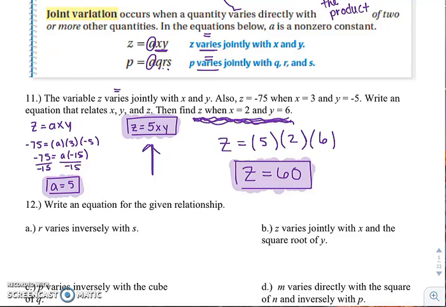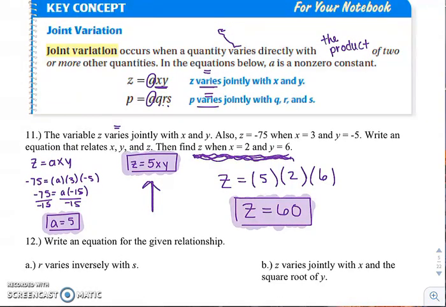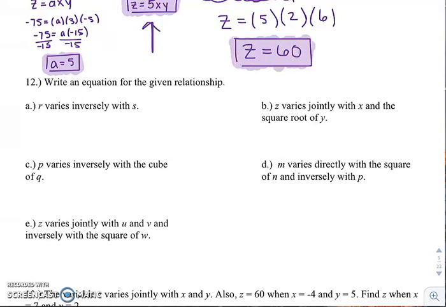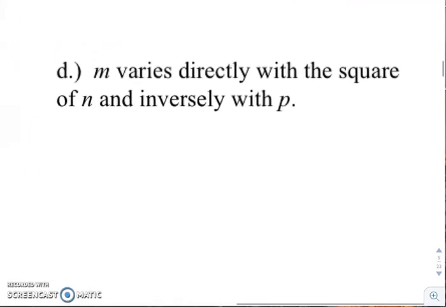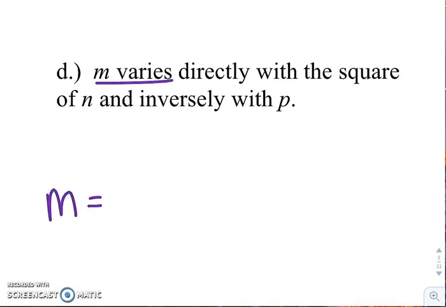So for number 12, it's just sort of a generic example. We're not solving anything. We're just trying to write equations. So I'm going to do one with you. I'm going to do letter D. M varies directly with the square of n and inversely with p. So M varies directly with the square of n. So directly with the square of n, inversely with p.